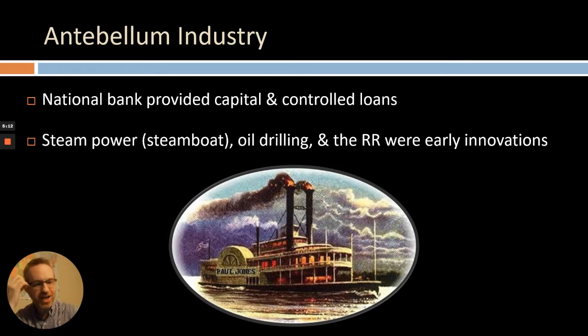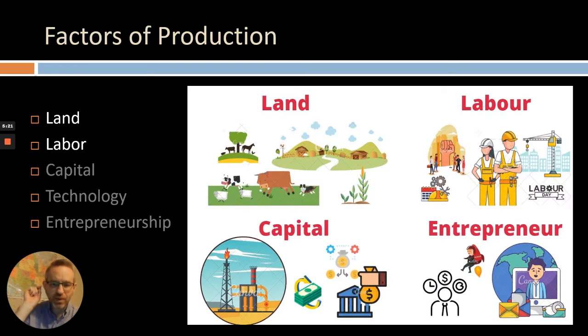So there's this perception out there that government can only hurt business, and it definitely can. But it can also help business by creating an environment where it can thrive. Now, we're going to talk a little bit about what it's going to do after the Civil War. What's the government going to do to help the economy grow? But we're going to do it in terms of the factors of production.